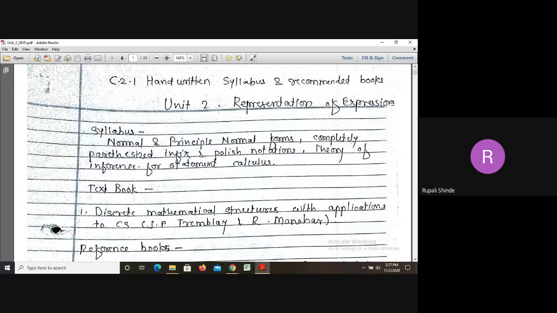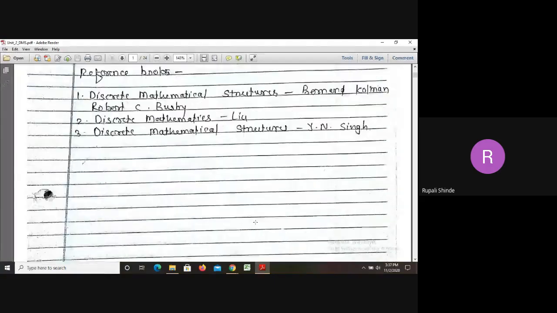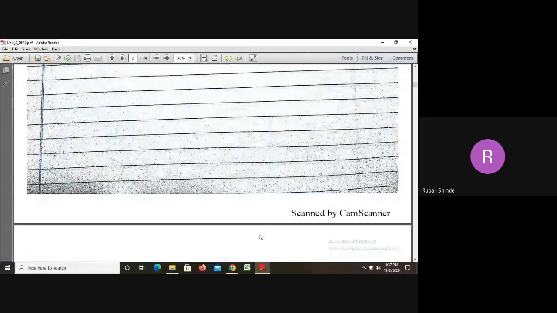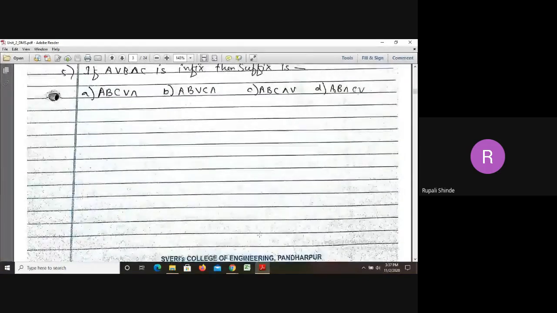Then the next part is completely parenthesized infix and Polish notation. I think we have covered this point. In Polish notations, there are 3 types of notations: infix, prefix, and postfix, which we have already covered. And the last one is theory of inference for statement calculus. So this is a new point that we are going to see. First of all, we will cover the 4 types of normal forms, and then we will see the remaining points.